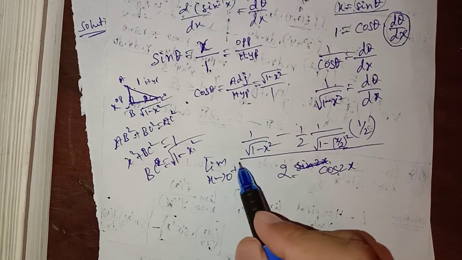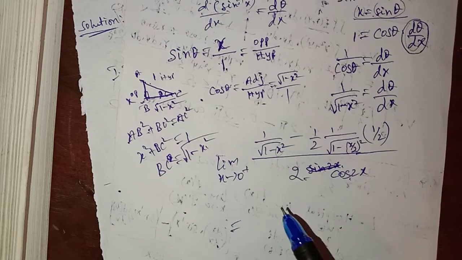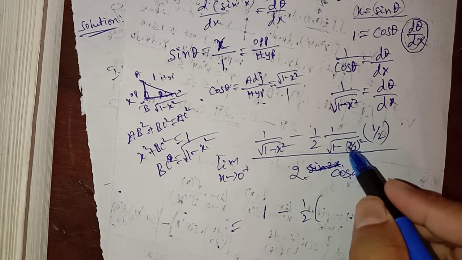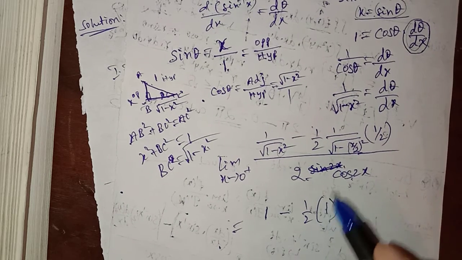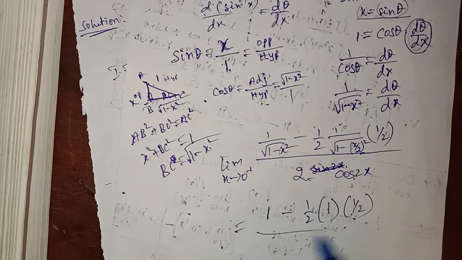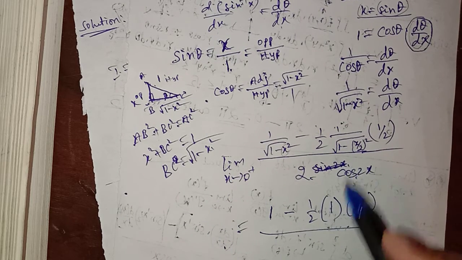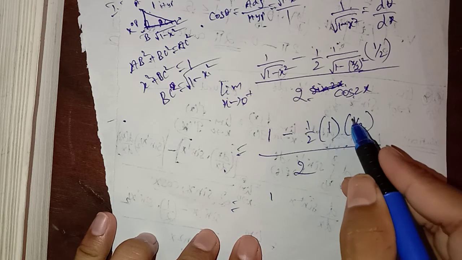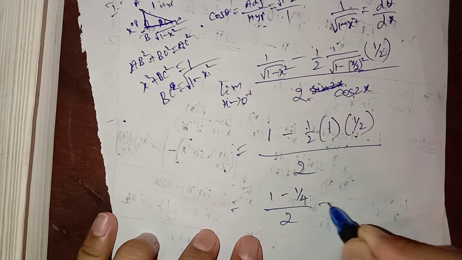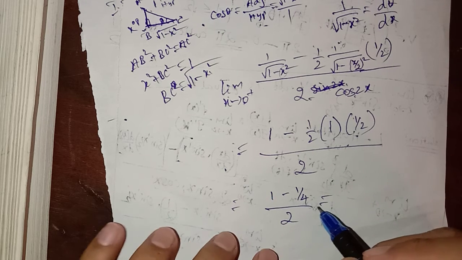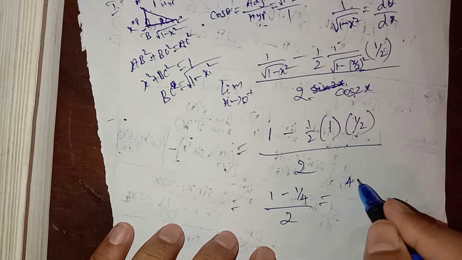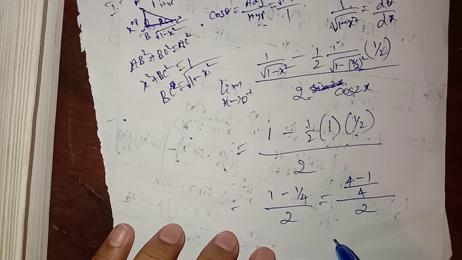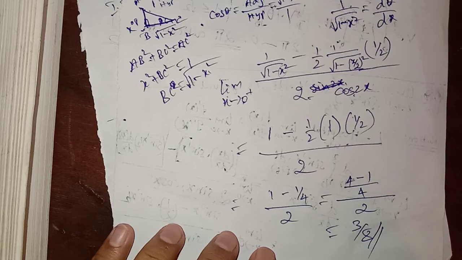Now if we apply this and put x as 0: in the numerator 1 minus 1 by 2 into 1 by 2, since 1 divided by 1 and 1 by 2. As x tends to 0, cos 0 means 1, so the denominator is 2. And 1 minus 1 by 2 into 1 by 2 is 1 by 4, so we get the numerator as 1 minus 1 by 4, divided by 2. Now here 4 minus 1, where 1 we can write as 4 by 4, divided by 2. This is 3 divided by 8. This is the required answer.